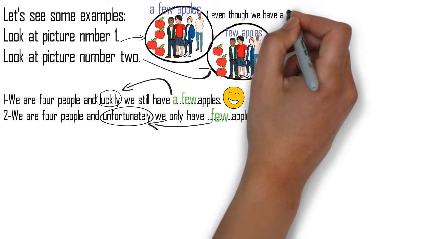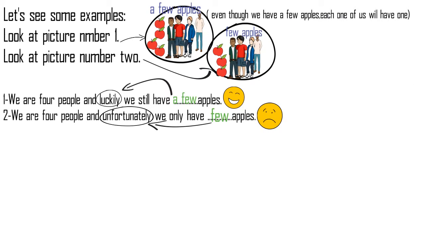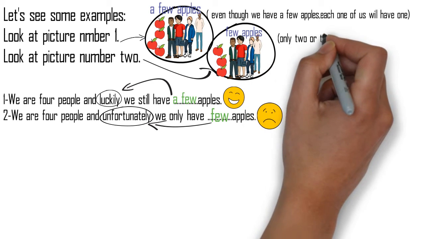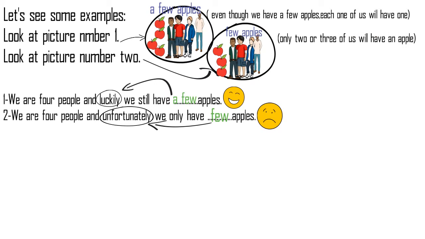Now, in picture number 1, we used a few because even though we have a few apples, each one of us will have an apple. But in number 2, we have only 2 apples, which means 2 or 3 people will have an apple. Which means the apples are not enough for everyone.